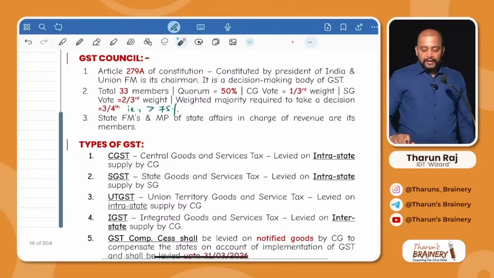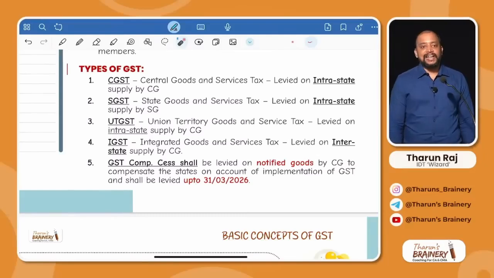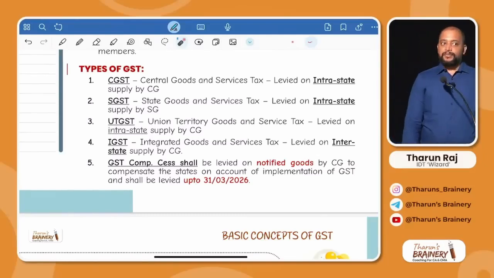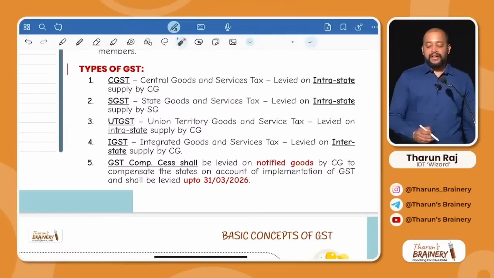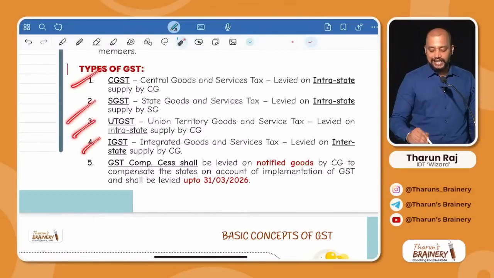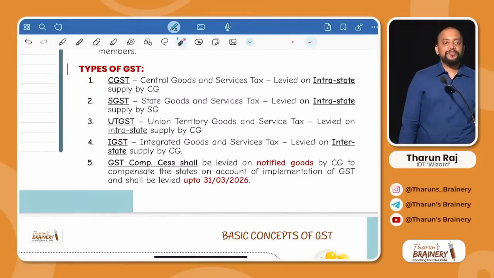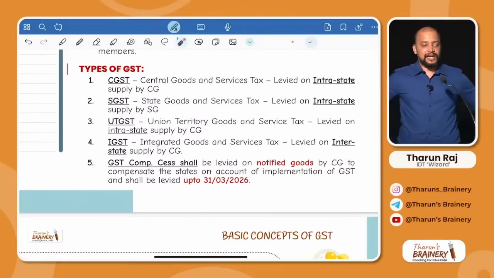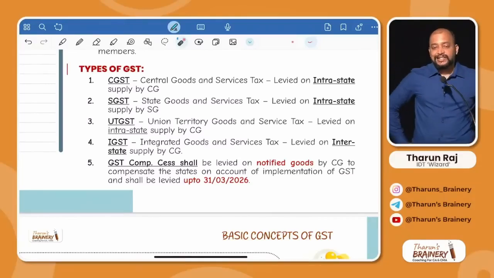Next, types of GST. What are the various types of GST that we have? So even though they say it as one nation, one tax, GST is not actually one tax. We have multiple types of GST. We have CGST, SGST, UTGST, IGST and compensation cess. CGST refers to Central Goods and Services Tax. So from the name itself you tell me who will levy? Central government.